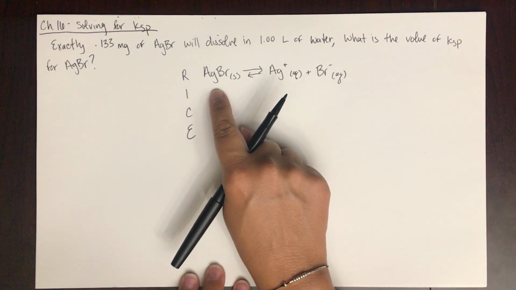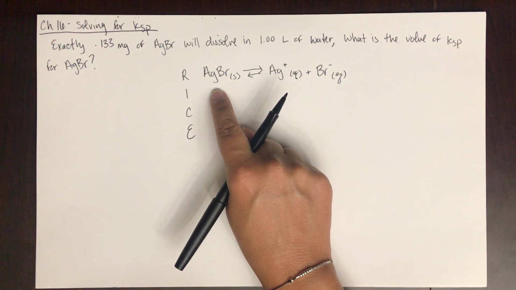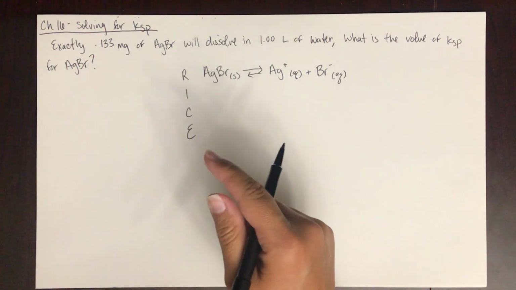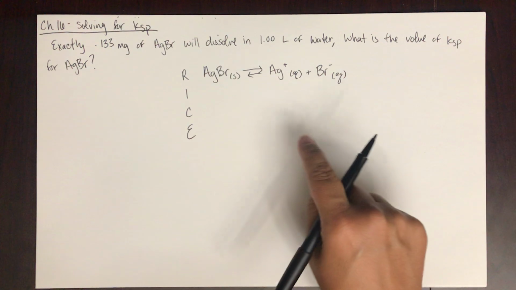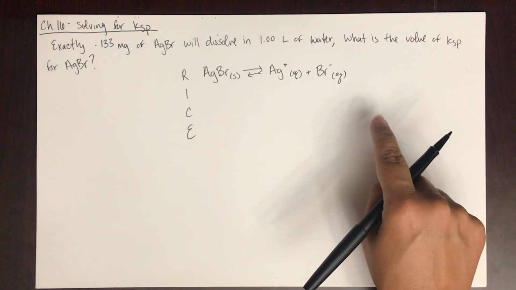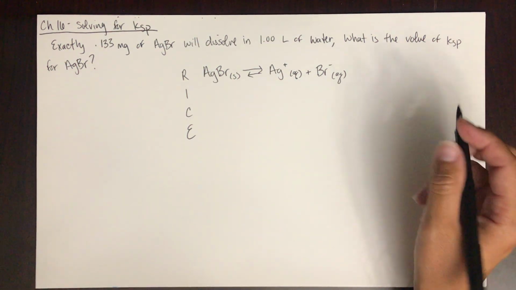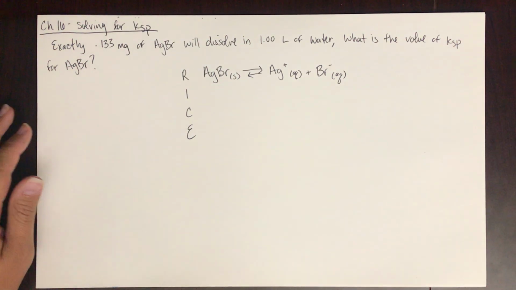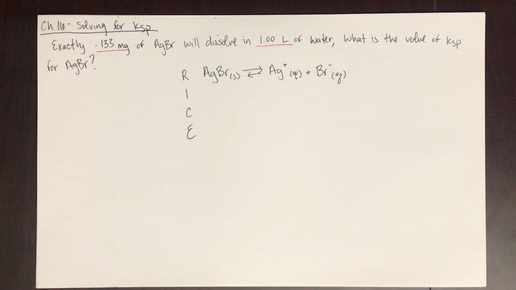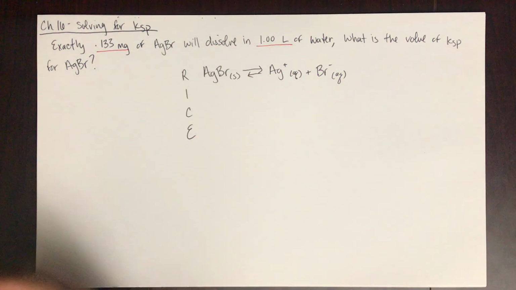So what goes here is the initial concentration of, what we're solving for is the KSP, and we know what the molarity is based on the grams per liter. So the first thing we need to do is use the information from the problem. So we need to convert 0.133 milligrams of silver bromide per liter to moles per liter, because that is what goes in our equilibrium table.